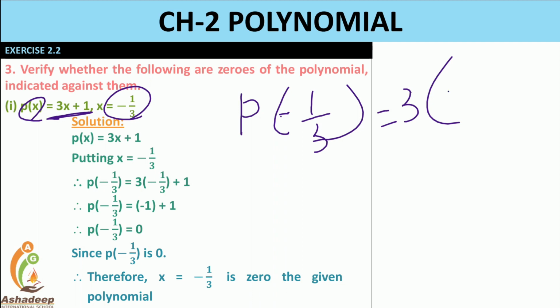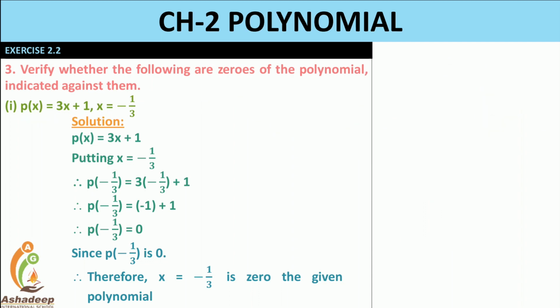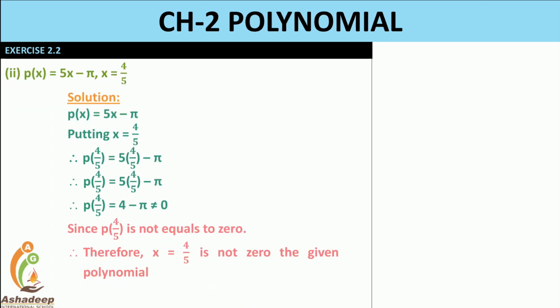So see, 3 into minus 1 upon 3 plus 1, 3 and 3 cut. So here what is remaining is minus 1 plus 1 is equals to 0. And if we find it is equals to 0, then yes, this is the 0 of the given polynomial. See here, P of minus 1 upon 3 is 0. Since it is 0, therefore x is equals to minus 1 upon 3 is the 0 of the given polynomial. It is that simple. In the same manner, you need to do the other sums.